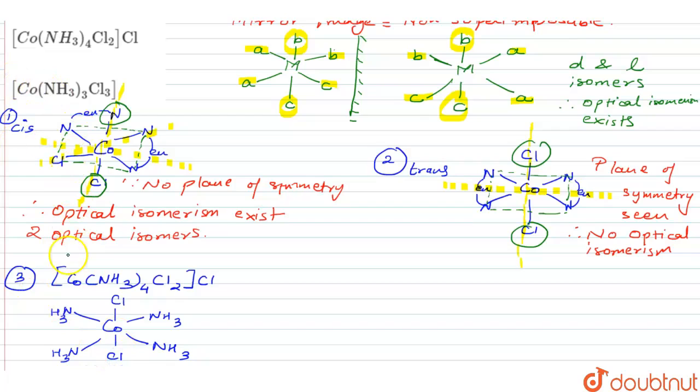Now let us look at this. You join them, and again you do the same thing. You let a plane of symmetry pass through any point, and that shows you the division of the molecule into 2 equal halves, isn't it? So definitely a plane of symmetry exists, and hence no optical isomerism would be seen, isn't it?